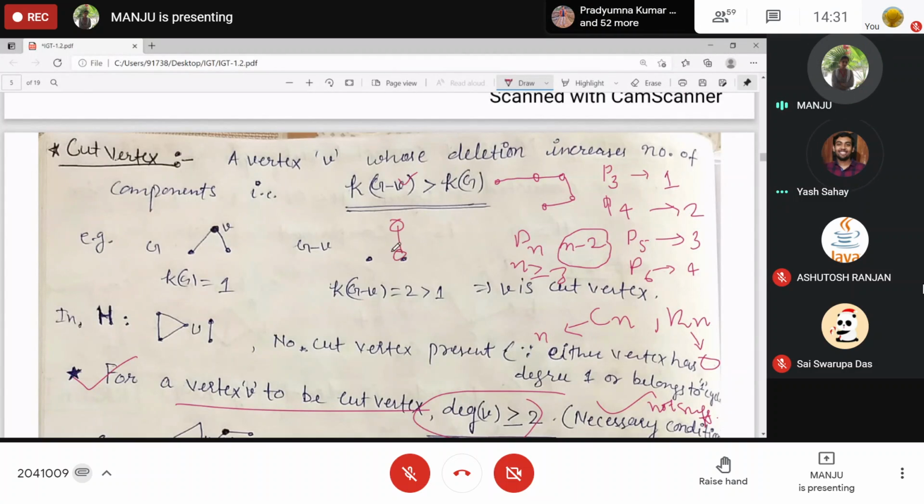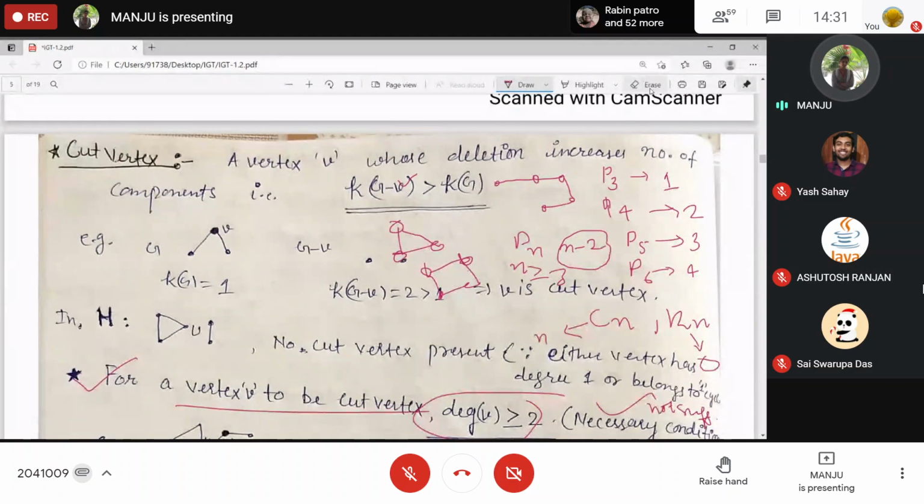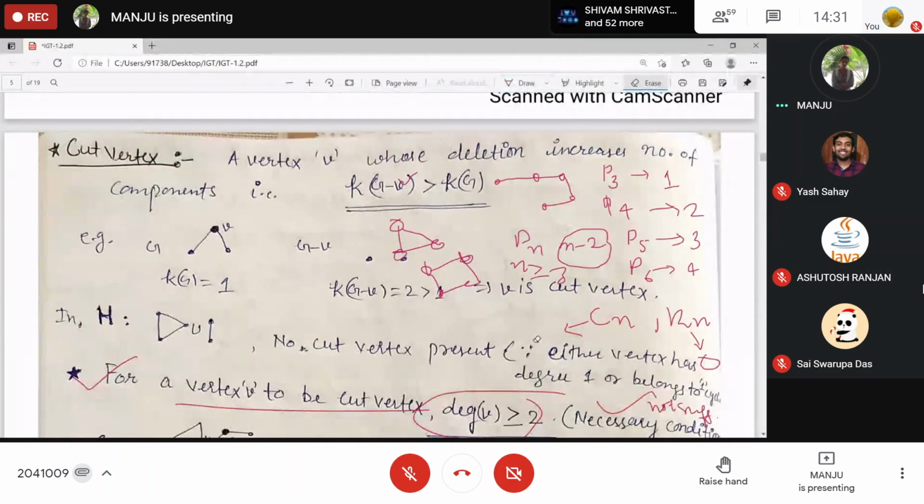Can you delete any vertex? For Cn also 0. Can you have any cut vertex over here? C3, C4? No, right? If you delete it, you're having the same number of components. The graph is still connected, right? So instead of this N, it would be 0. Clear?